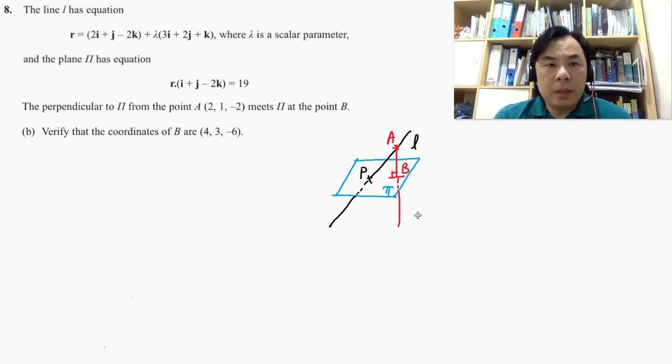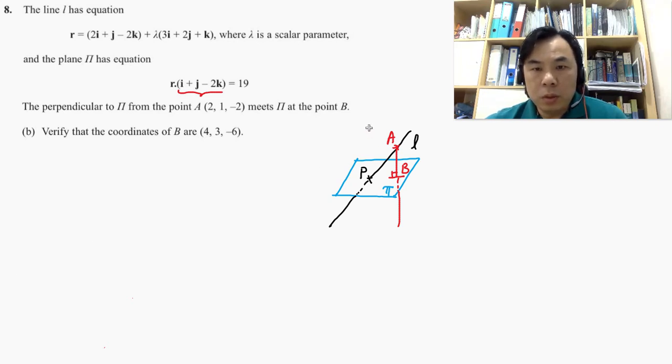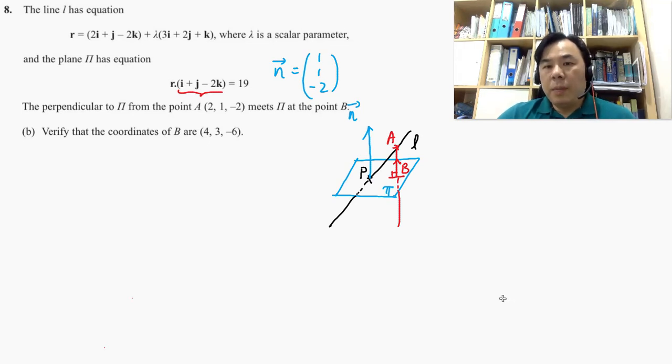That is the perpendicular to pi from the point A that meets the plane at point B. I hope that is clear. Now we need to verify that the position vector of point B is given as such, 4, 3, -6. So how are we going to do this? First of all, we're going to make use of the normal to the plane. I'm going to label the normal here. The normal is given by 1, 1, -2 here. And this normal is parallel to this vector AB or BA in this case.